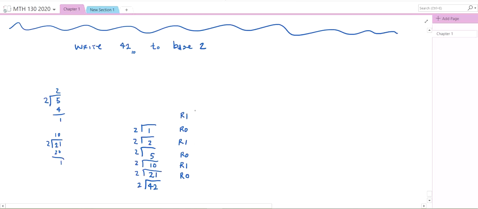So then we start from the top here and list these numbers as we go down. So 1, 0, 1, 0, 1, 0. This base 2 number equals essentially 42 in base 10. And that's how you do that.